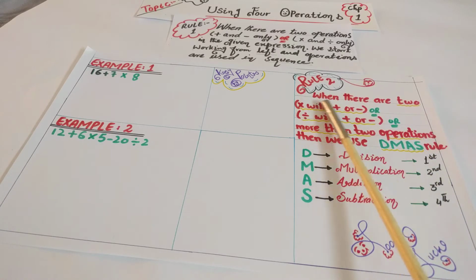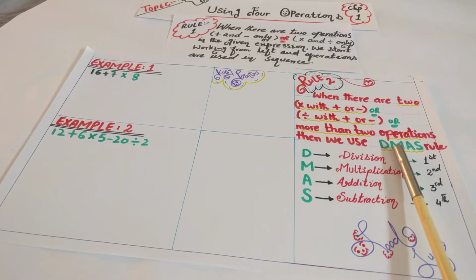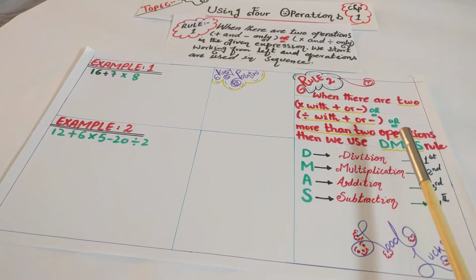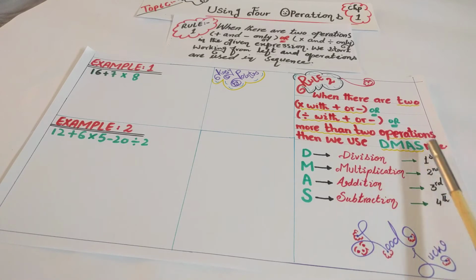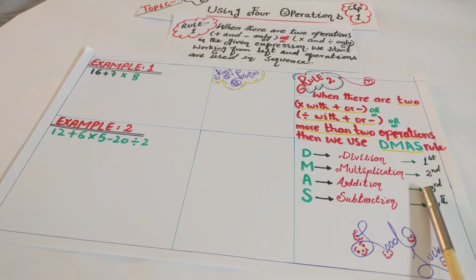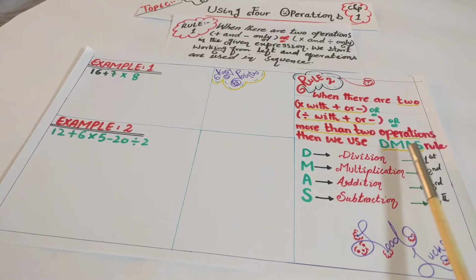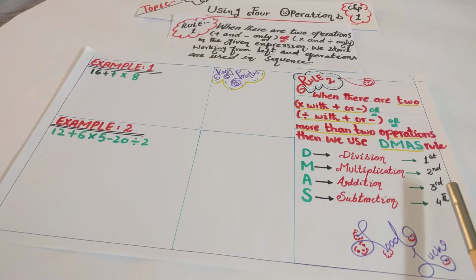If you find this condition, first condition or second condition, in your expression, then you will apply the DMAS rule, and when you apply the DMAS rule, you will follow this given order of operation. What is the order? Firstly, in the given expression you will solve the division, then you will solve the multiplication, thirdly you will solve the addition, and in the last you will solve the subtraction. You cannot change the position or order of the operation in the given expression. In the DMAS rule you will strictly follow the order of the operation.